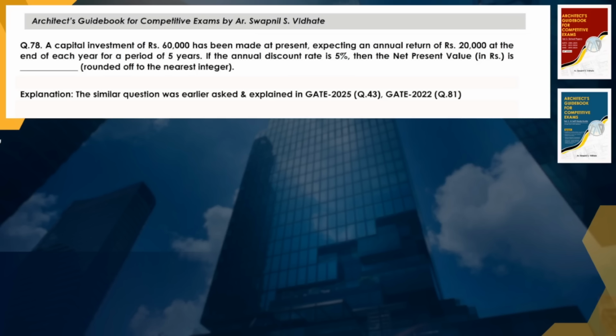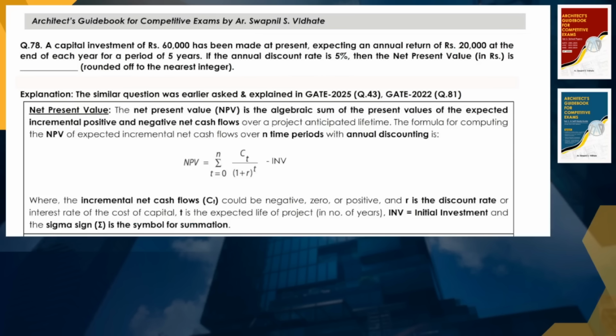Now, the question based on the NPV formula, the net present value, was earlier asked and explained in GATE 2025, the last year question paper at question 43, and GATE 2022 at question 81. Both these papers are recent exam papers. You can check these related numerical answer type questions in Set 1 of Architect's Guidebook. So what is net present value? The net present value, NPV, is the algebraic sum of the present value of the expected incremental positive and negative net cash flows over a project's anticipated lifetime.